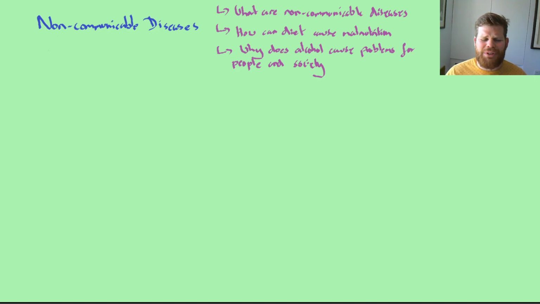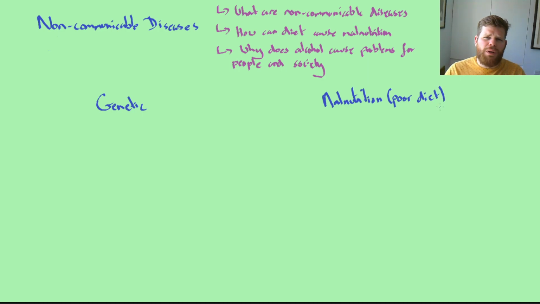So let's get down to business and talk about non-communicable diseases. Now, in general, non-communicable diseases can be split into two main sections. The first is genetic. The second sort of string of non-communicable diseases are ones caused by malnutrition. Now malnutrition is basically poor diet.